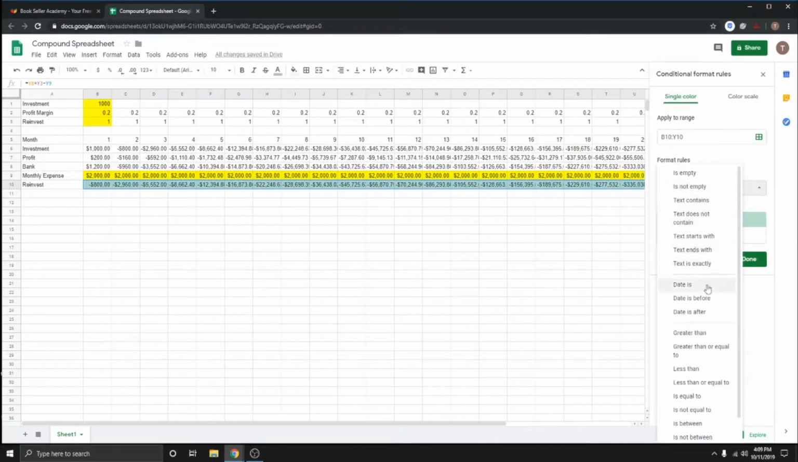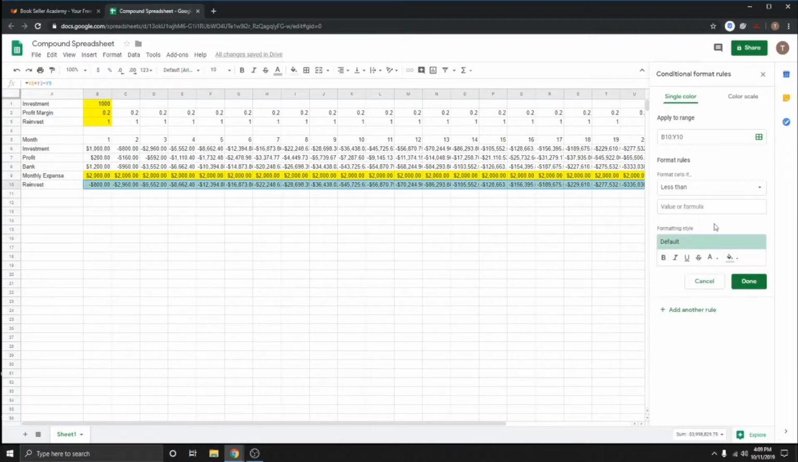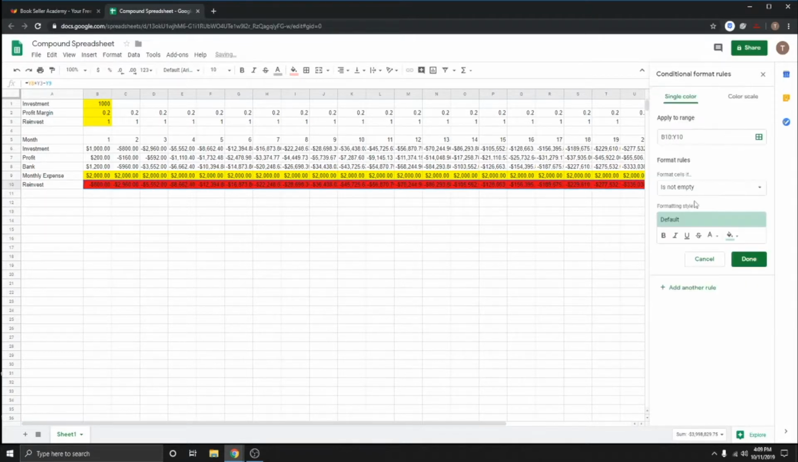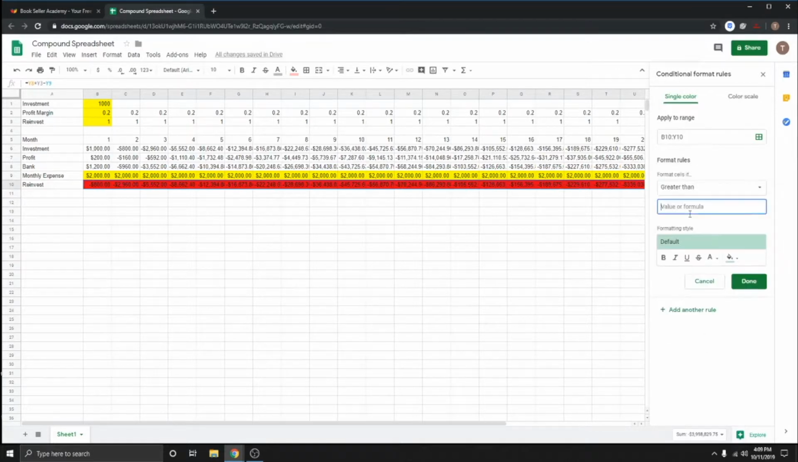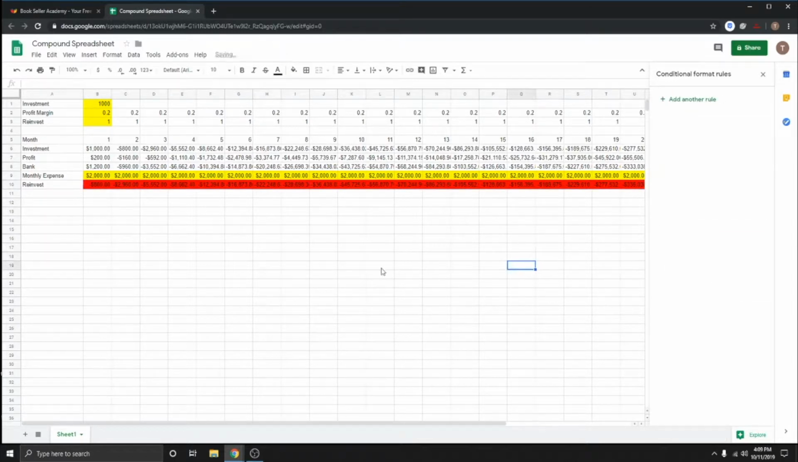If value is less than 0, I want to make this red. Okay. Let's add another rule to that. If it's greater than 0, meaning that we're actually making money to reinvest, I just want to leave it as green. All right. So let's remove this monthly expense here.